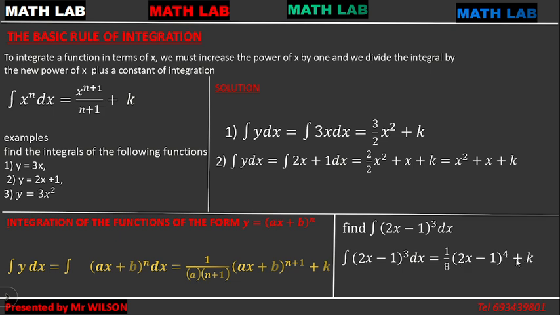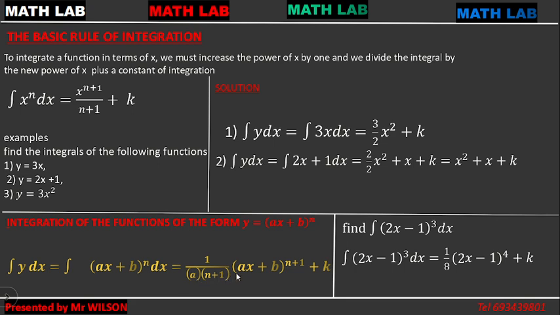Now what has happened here? I've increased the power of the function by 1, to 4. I've also differentiated the function inside, 2x, and I've gotten 2. Now you multiply the 2 in the denominator. The 2 will fall in the denominator, just like in the formula.